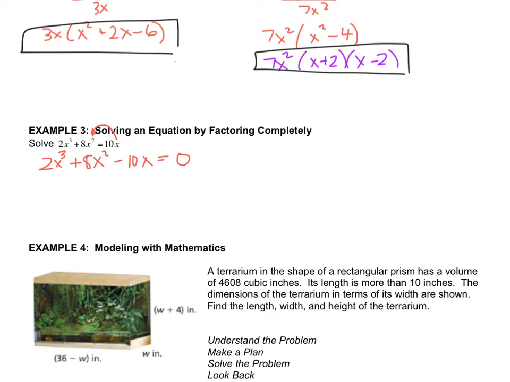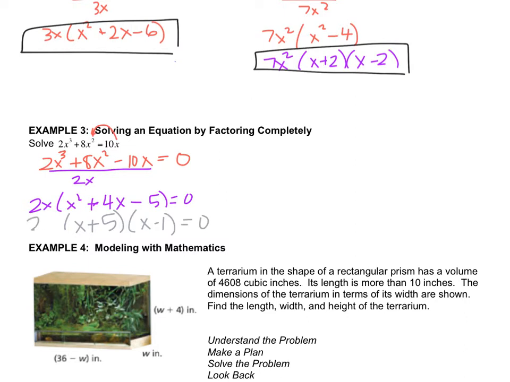So let's look for GCF first. I'm going to divide by 2x. So I get 2x times x squared plus 4x minus 5. And let's see, factor pairs that multiply to -5 that also add to 4. It's going to be +5 and -1. So I've got x plus 5, x minus 1, bring down the 2x. Now, if it just said to factor, I'd be done, but it said to solve.